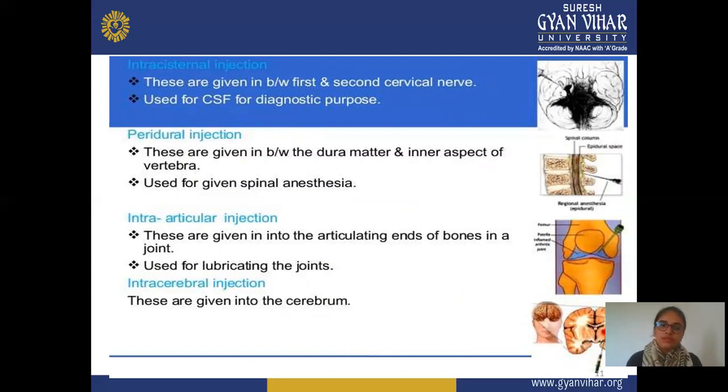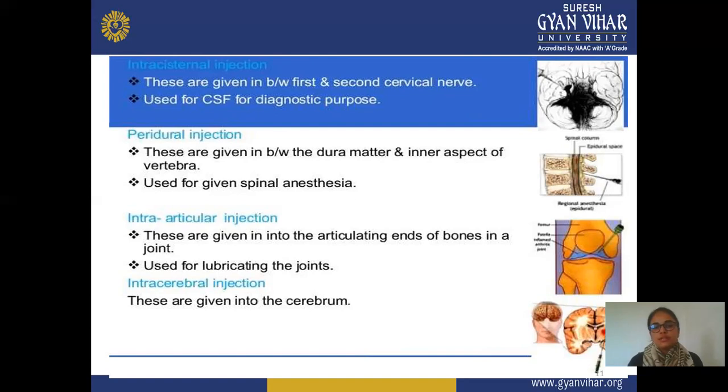And peridural injection. These are given between the dura mater and the inner aspect of the vertebra, used for spinal anesthesia. Yes, this injection is also used for anesthetic purpose or spinal anesthesia, and it is administered between the dura mater and the inner aspect of the vertebra.